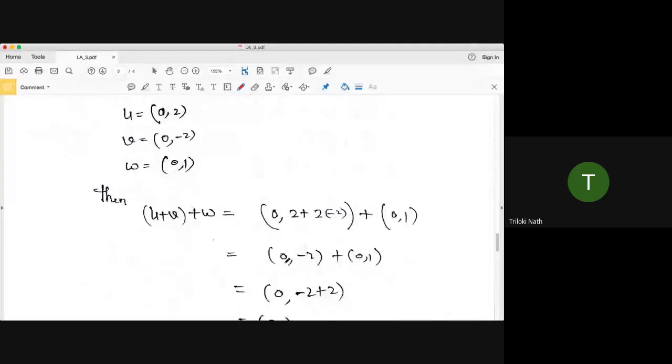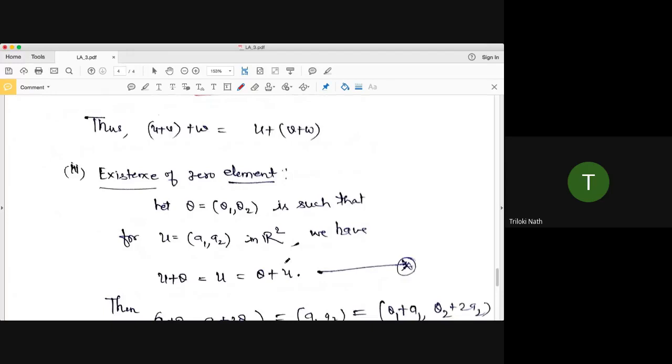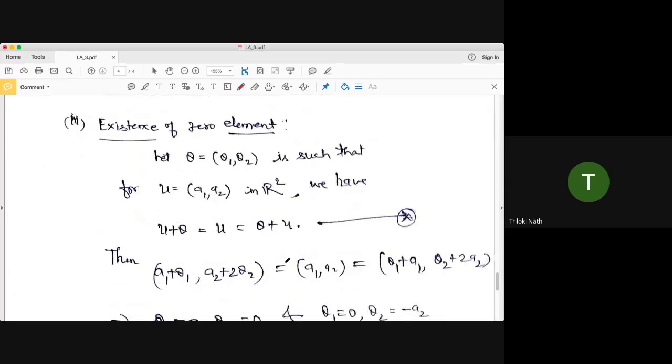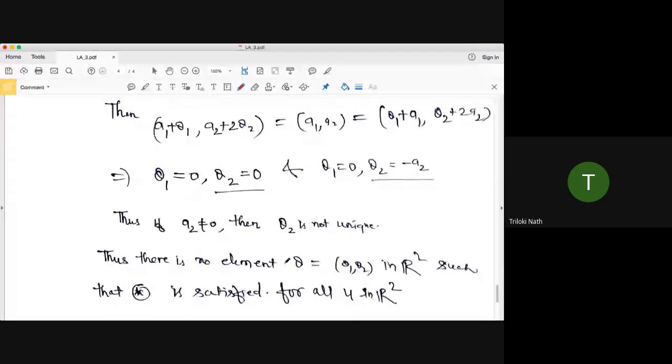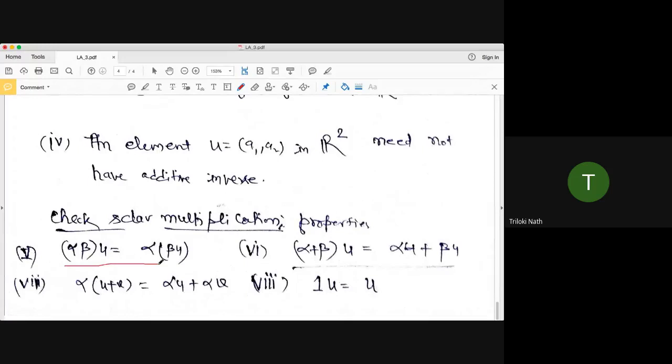Similarly, you can check that associativity fails. Similarly, you can check that the existence of a zero element fails. That is, there is no zero element, and because there is no zero element, there is no inverse, right? And you can check the scalar multiplication properties. So this will follow, this will follow, this will follow, but this is not going to follow. Okay, so you can check. This is going to fail.